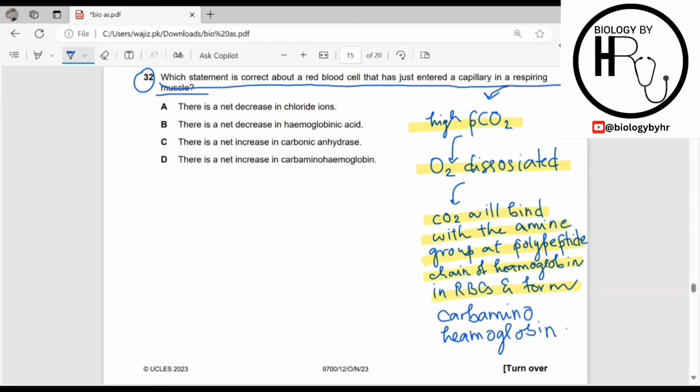So in this, they are asking what is the correct statement about the red blood cell which has entered a respiring muscle. We know that there is a net increase in the amount of carbaminohemoglobin, as the carbon dioxide is going to combine with the amine group of the polypeptide chain of the hemoglobin. Hence our answer over here is option D.